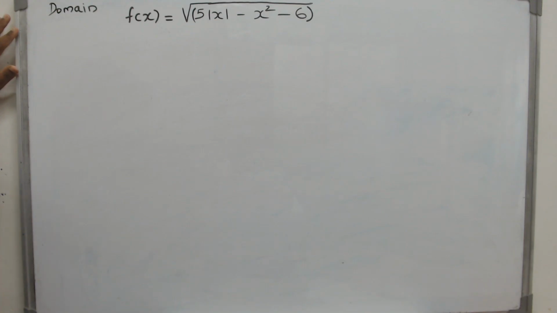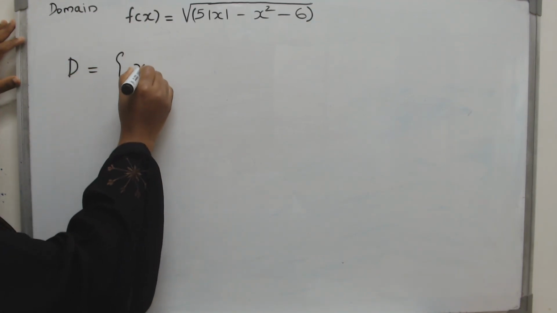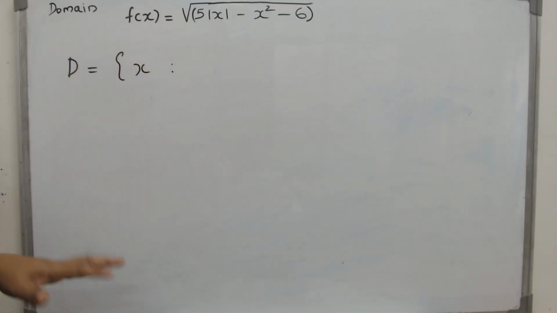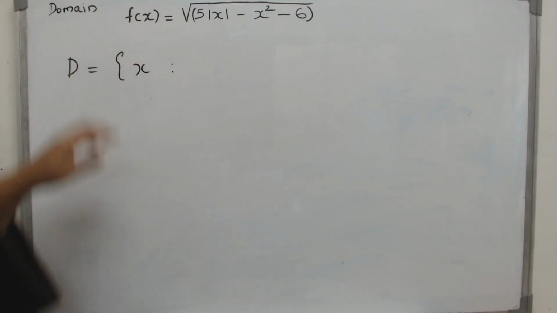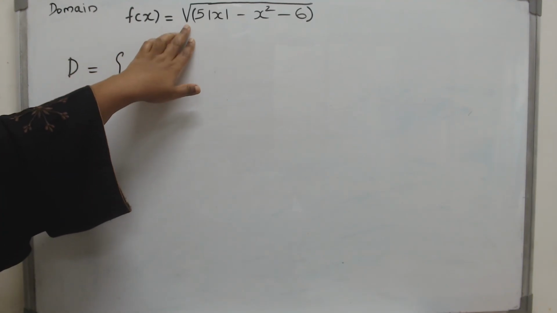Here we have a function f of x. We need to find its domain, or in other words, we need to find all those values of x for which f of x exists, f of x is real. Now, what sort of a function is this f of x? It is a square root function.